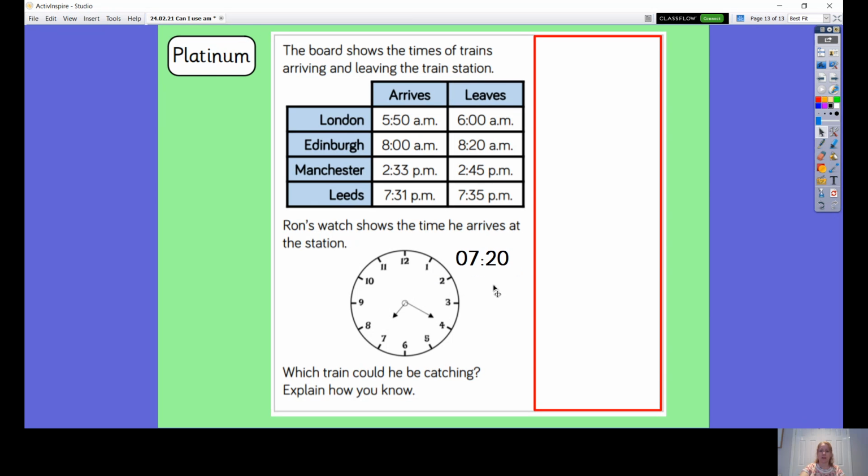So if he was arriving at 7:20 in the morning, 7:20 AM, he's not going to get on that train, is he? Because it leaves at 6 AM and he's missed it. He might be getting that train to Edinburgh. He's a little bit early, isn't he? He's an hour early, but maybe he wants a coffee before he gets on the train. So he might be getting this one here. So let's highlight this one, because he could be getting on that train if it's 8:30 AM.